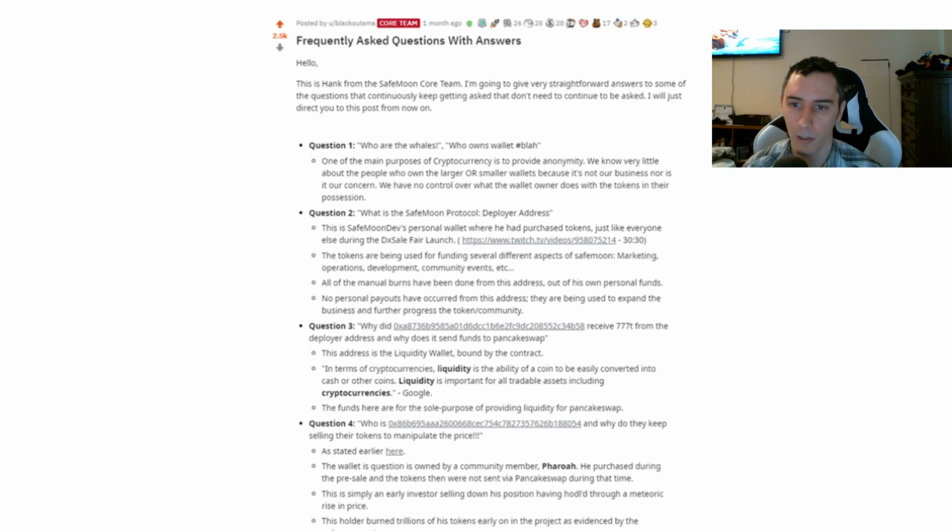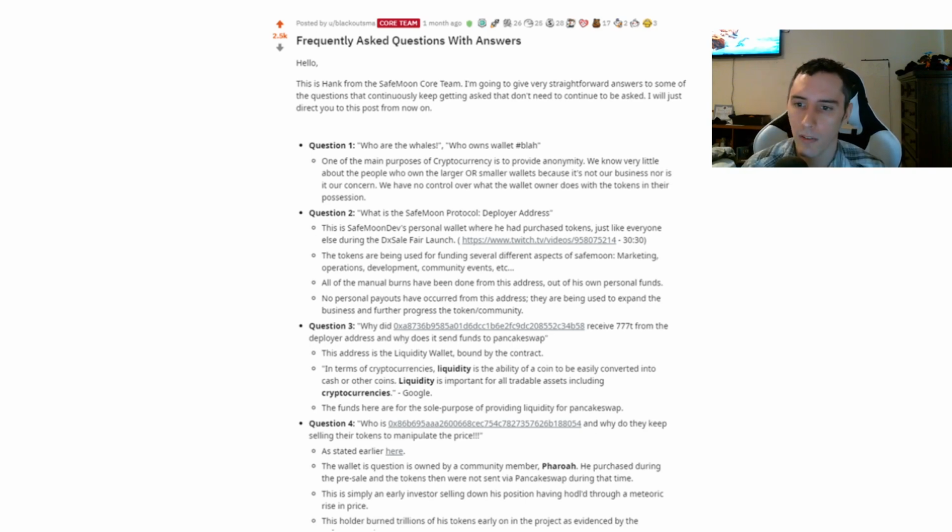One of the main purposes of cryptocurrency is to provide anonymity. We know very little about the people who own the larger or smaller wallets because it's not our business, nor is it our concern. We have no control over what the wallet owner does with the tokens in their possession, right? It's your money. You have the right to choose what you want to do with it.